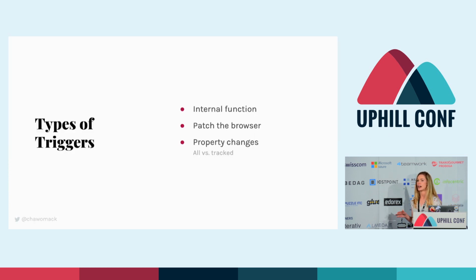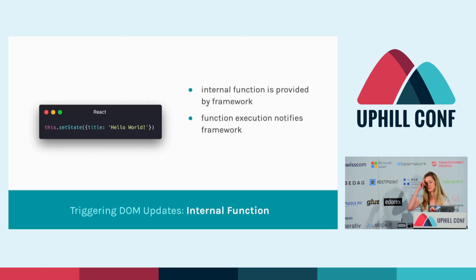The trigger is the high-level pattern, but it can be taken in many different ways. So I'm going to talk about 3 specific ways that popular frameworks handle it. So let's start with the internal function. The internal function is just a function provided by the framework. And when you call it as a developer, it tells the framework to perform a DOM update.